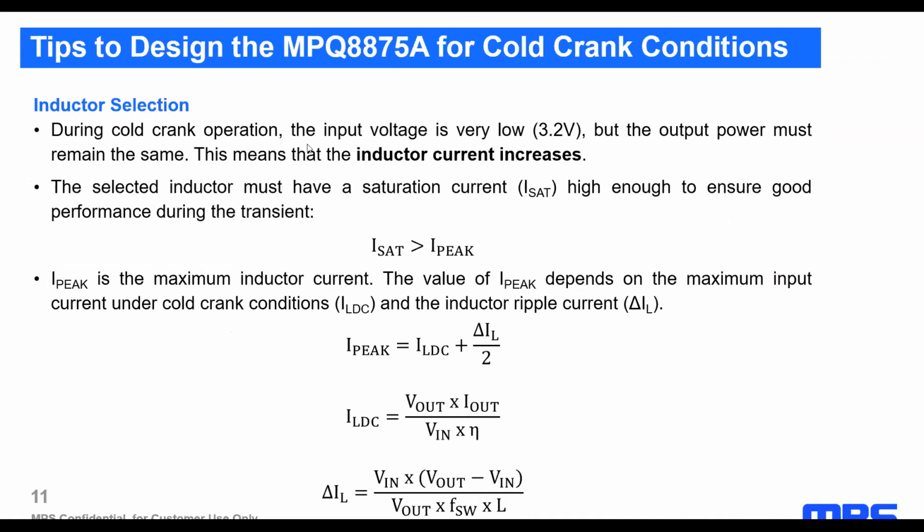The first design tip is the inductor selection. We need to take into account that when the input voltage decreases down to 3.2 volts, as the output power must remain the same, the current through the inductor will increase. Then the selected inductor must have a saturation current higher than the maximum current that will pass through it, that is the sum of the current under cold crank conditions and the inductor ripple current.